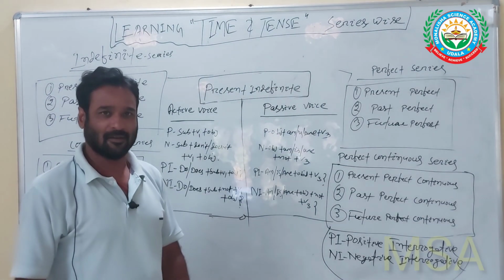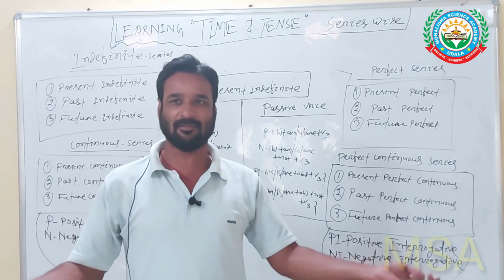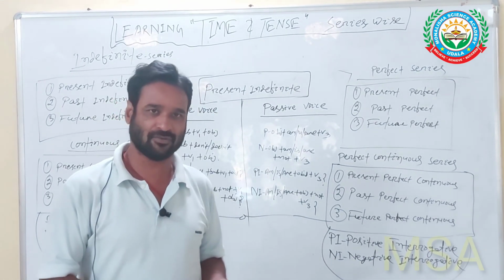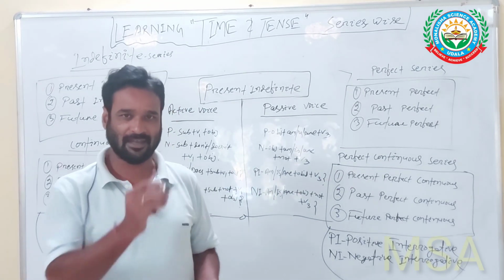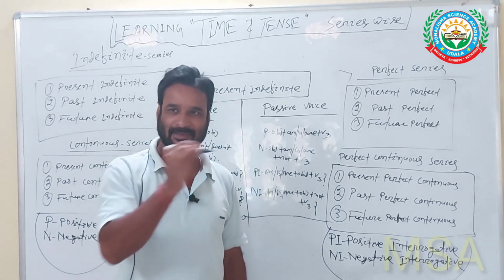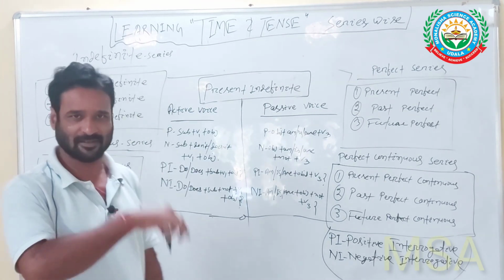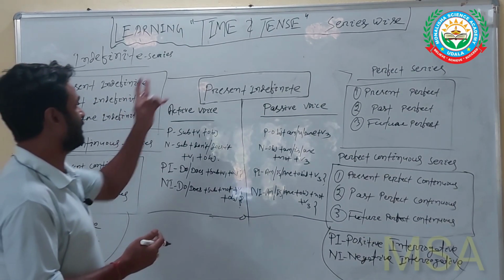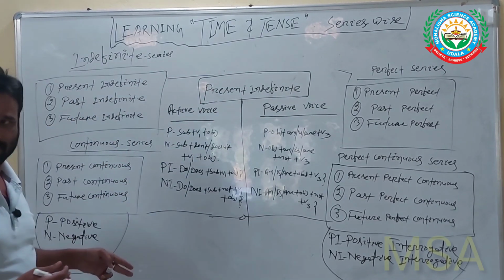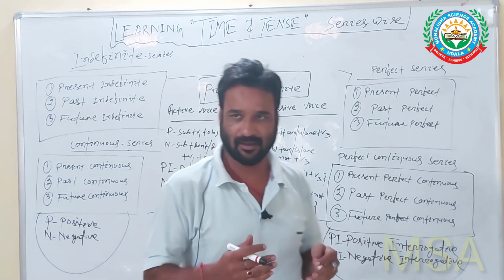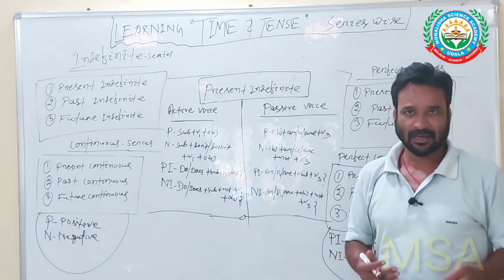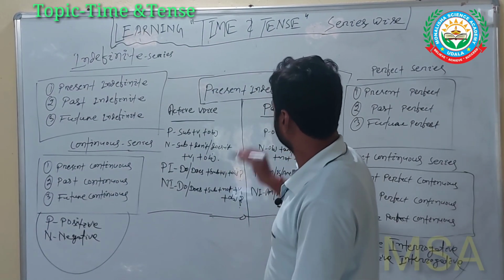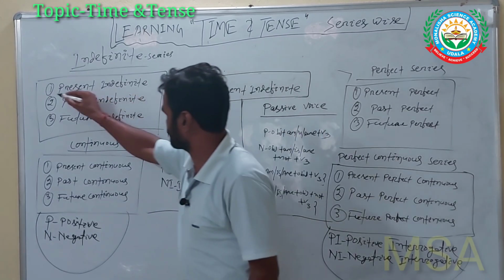And in the previous class I had discussed time and tense, and also I had told you about three types of actions: present time action, past time action and future time action, right? Anyway, today we would like to learn time and tense series wise. Today I am here to let you know how to learn tense series wise. That's why I would like to take you to this box.